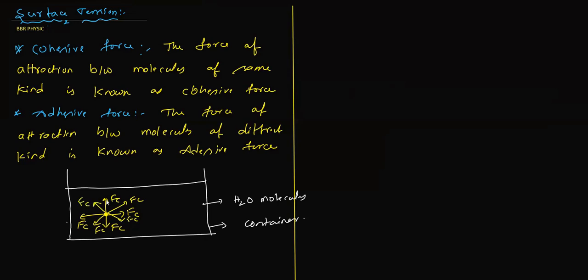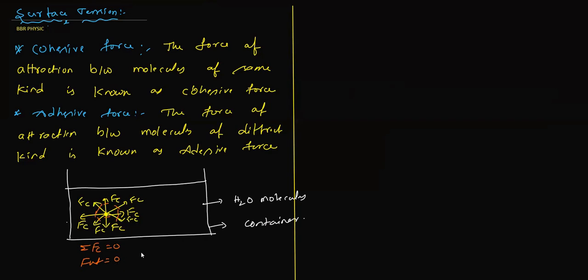In all directions, only cohesive force is acting. If you observe carefully, all these forces will get cancelled. Therefore, sigma Fc equals 0, or F net equals 0, which you can tell here.